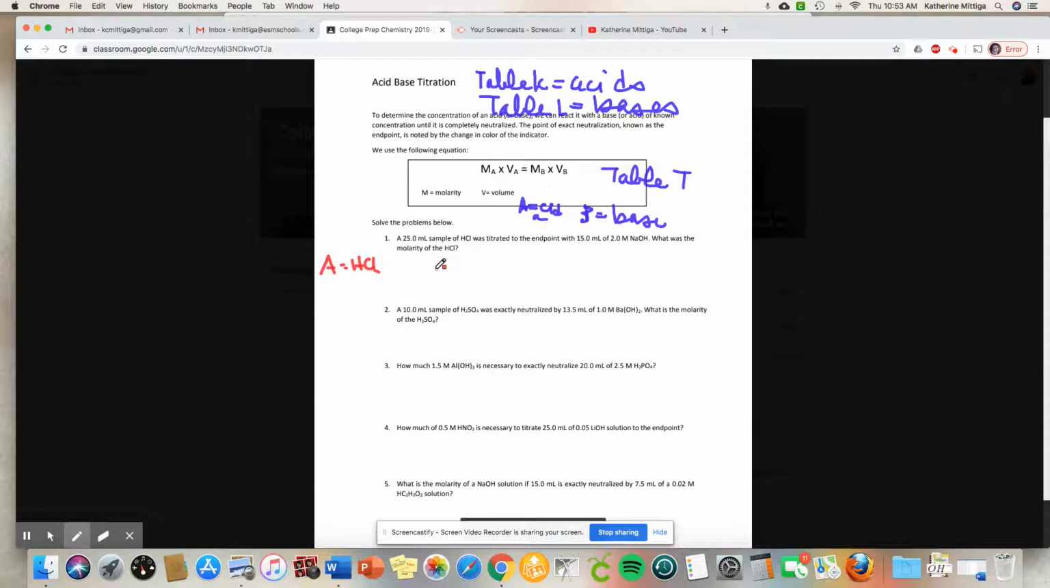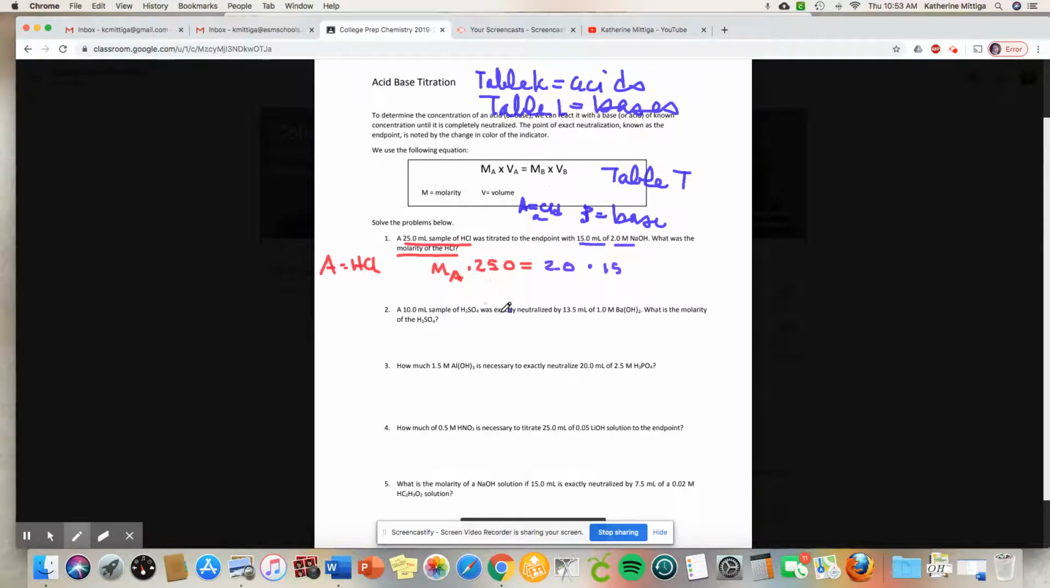Anything having to do with HCl, I'm going to use this pink. So 25 milliliters of HCl. What was the molarity of HCl? It looks like that's going to be our variable. So Ma, you can call it X if you want. And I'm going to put 25.0 right here. Which means the rest of that stuff is going to be base. 15 milliliters, 2 molar NaOH, which is table L. It's called sodium hydroxide. 2 molar times 15 milliliters.